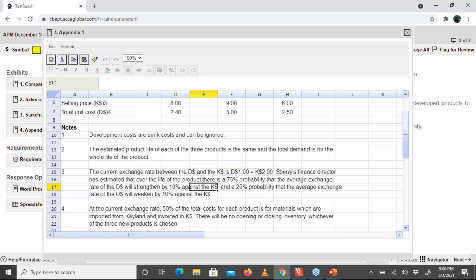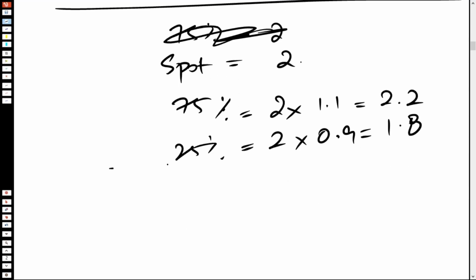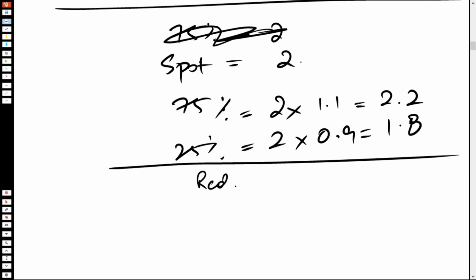Now, let's try to understand how exactly we are going to decide. For this, you need to calculate the profits under the different scenarios. The scenario could be that you have a product red, a product blue, and a product green.